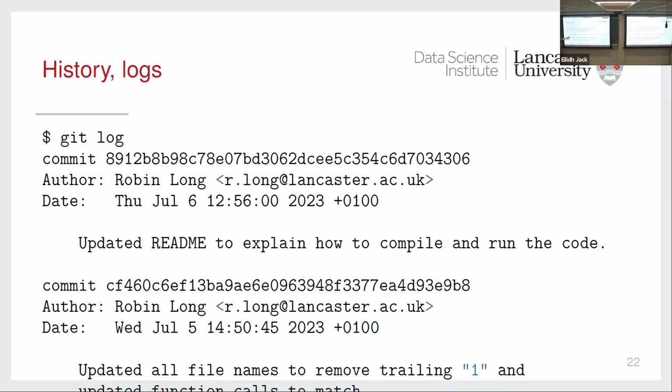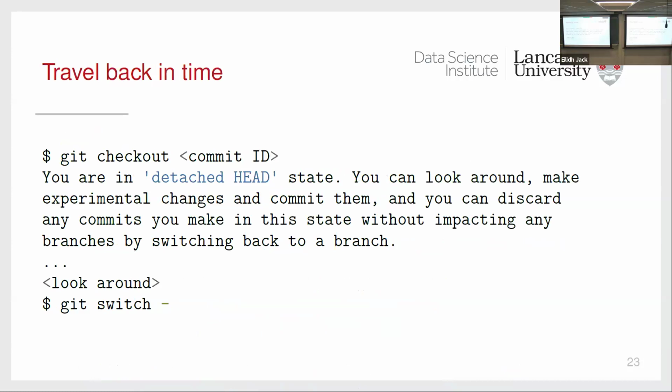So not that interesting, but this one is where I had to update the files to remove the trailing number. I think the postdoc I inherited this code from was doing their own interesting version control, so all the files had an underscore and some number on the end of them from when they'd updated them. So you just get this nice log that you can scroll through and see what the changes were if you want to go back and look at something.